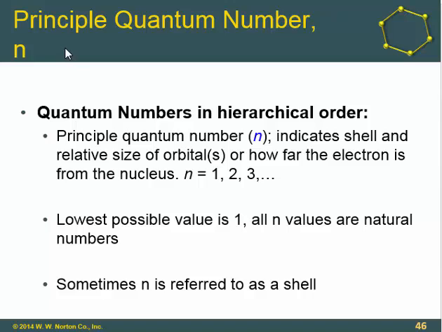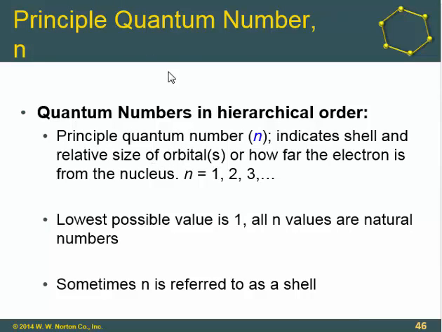So the first quantum number in the hierarchy is known as the principal quantum number, and it is symbolized by lowercase letter n. Sometimes the principal quantum number is referred to as a shell, and I tend to refer to it as the main energy level. The principal quantum number lets us know what the other two quantum numbers can be. So allowed values for the principal quantum number are 1, 2, 3, 4, any positive integer, and the lowest possible value of n is 1.